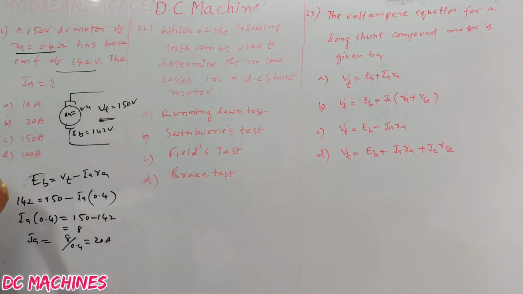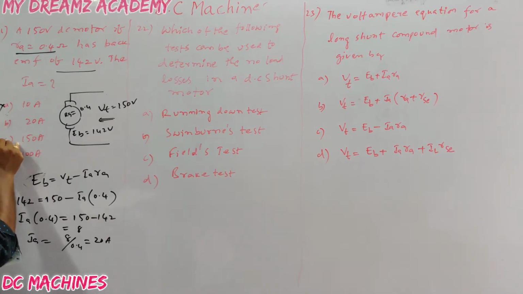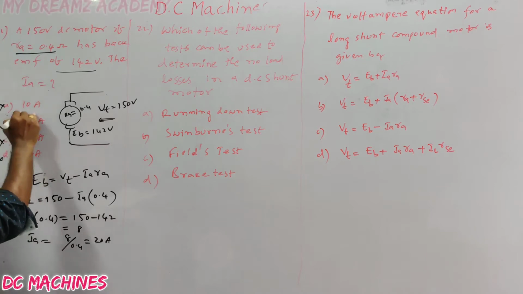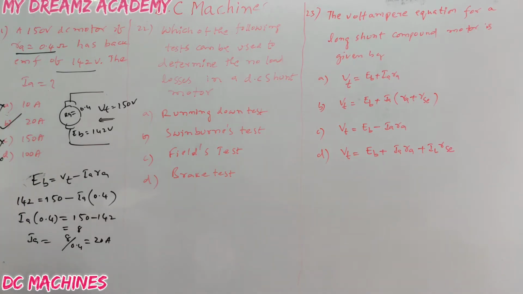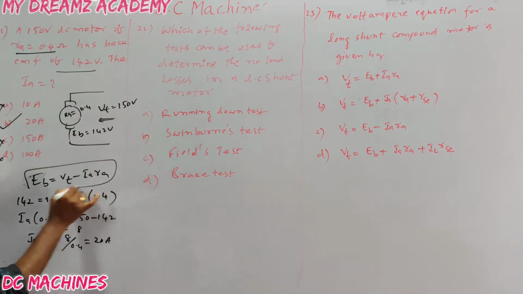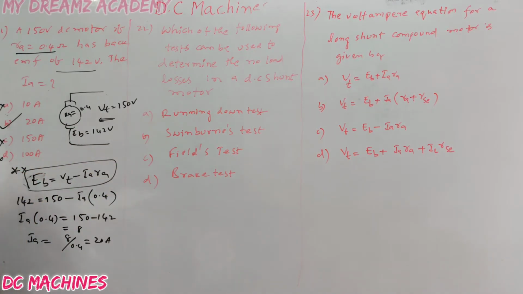Check out the answers. 10 amperes is not right, 150 amperes, 100 amperes. The option is B. For a DC motor, this is an important formula: back EMF is equal to Vt minus Ia into Ra.